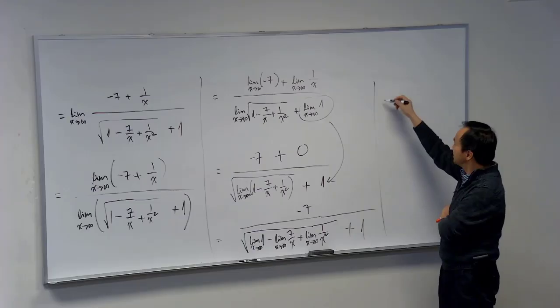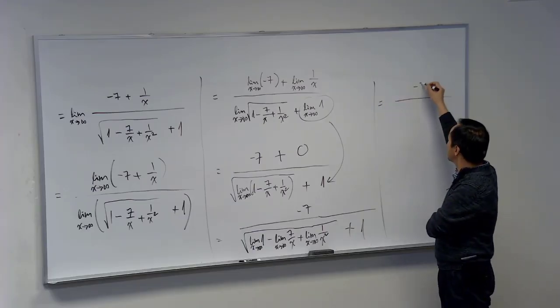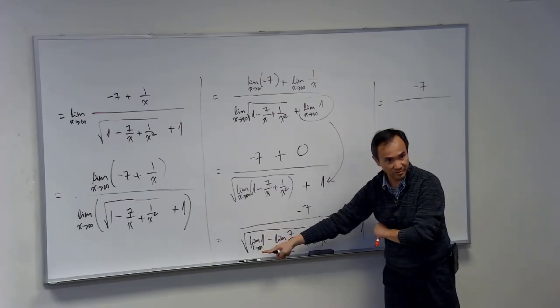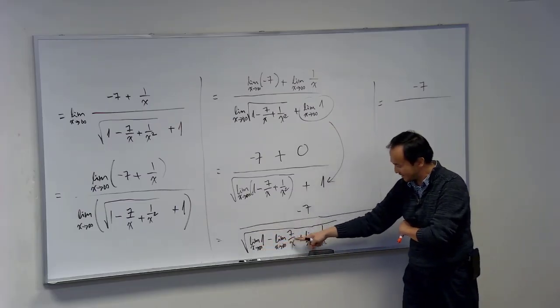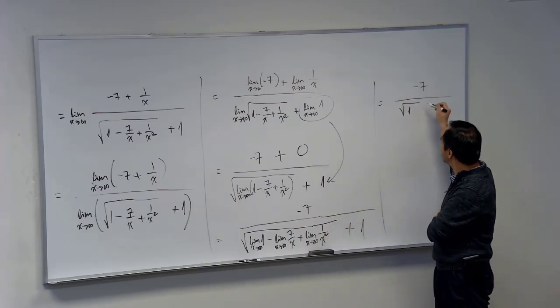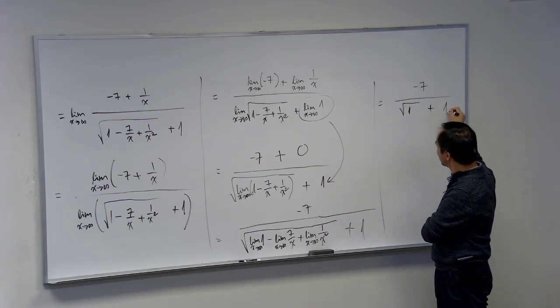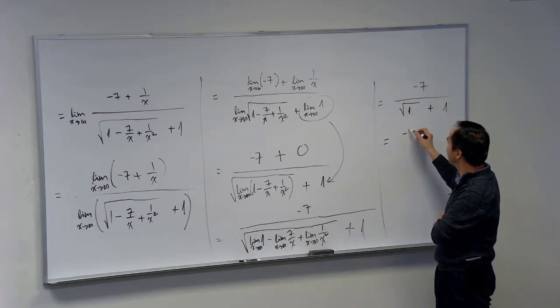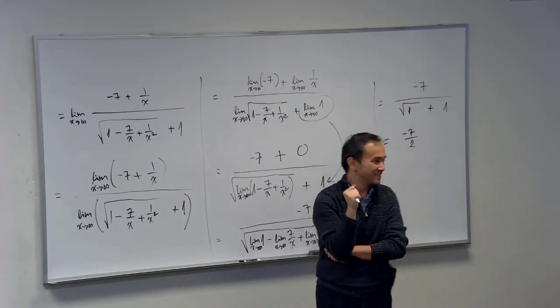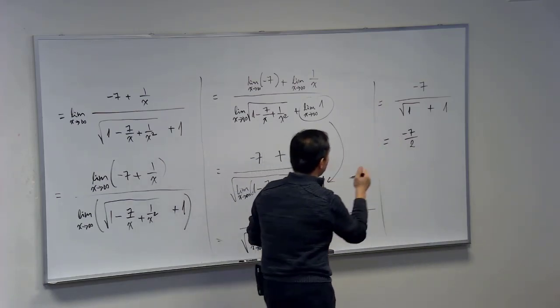And so now things keep becoming easier. So negative 7 on top. The square root here says that limit gives me 1. That limit here is 0, that is 0, so it's the square root of 1 plus another 1 outside. So now in the end, I'm looking at negative 7 halves there. And that is going to be my final answer.